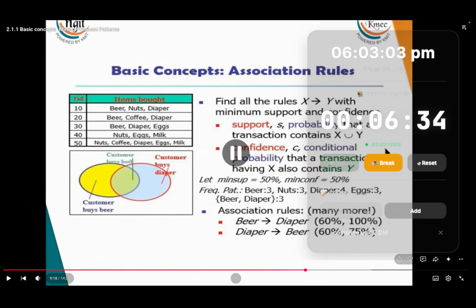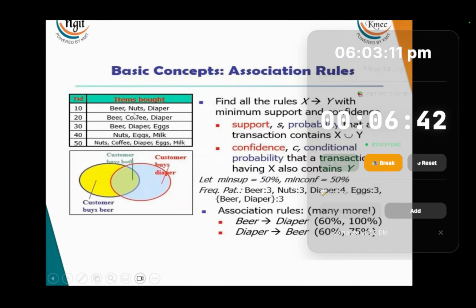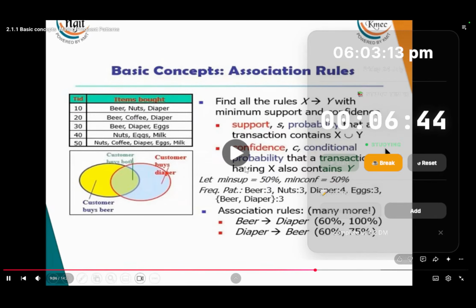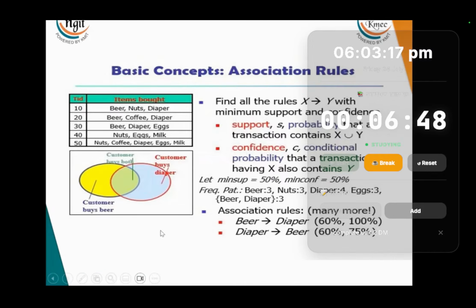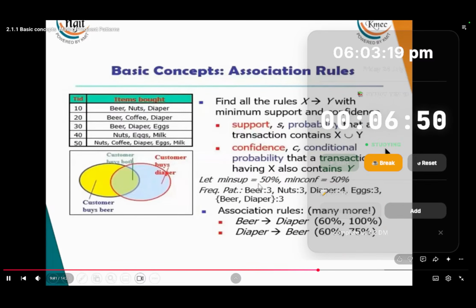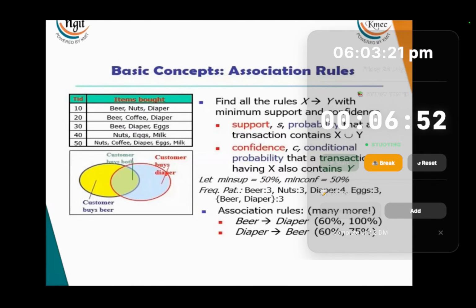And when you are talking about the confidence, it means how many times beer is repeated in these transactions. You can see 1, 2, 3 times, right? Among those 3 times, how many people prefer to buy beer along with nuts? That will give you the confidence. Here we will have minimum support as well as minimum confidence, which we will learn in detail with the association rules.